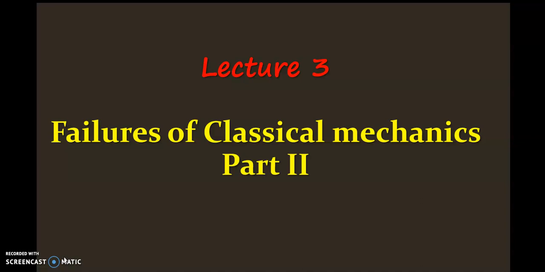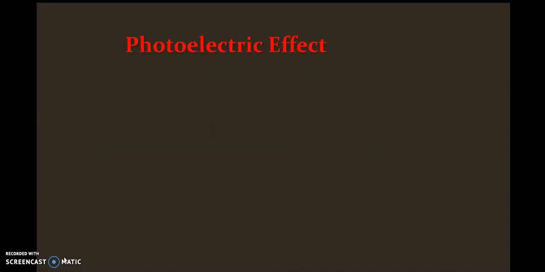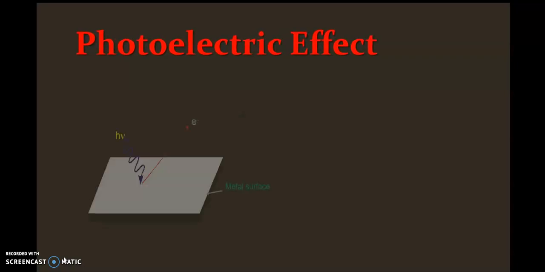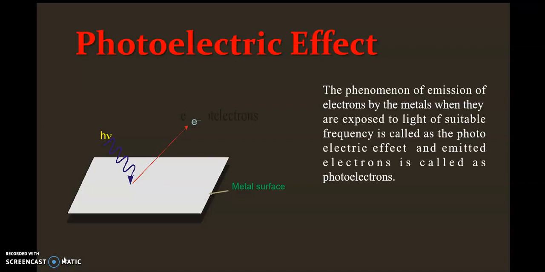Here I am discussing another phenomenon which could not be explained by classical mechanics, and it is the photoelectric effect. Photoelectric effect is the phenomenon of emission of electrons by the metals when they are exposed to light of suitable frequency, and the emitted electrons are called photoelectrons.